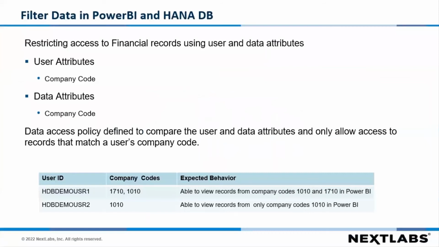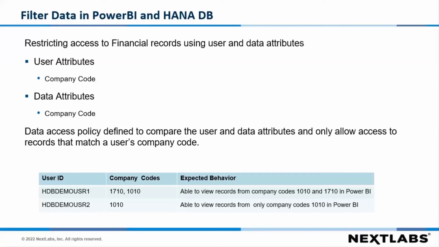In this use case, I will demonstrate how you can use NextLabs to filter data in Power BI that is accessing that data from an SAP HANA database. We will be filtering the financial records based on the user's company codes and the company codes for the financial records. We will have two users. One, HDB Demo User 1, has been granted access to financial records from both company codes 1010 and 1710. The other user, HDB Demo User 2, has only been granted access to records associated with company code 1010.